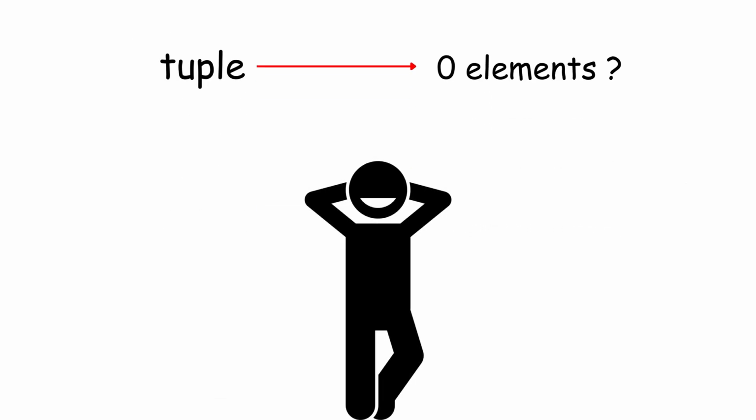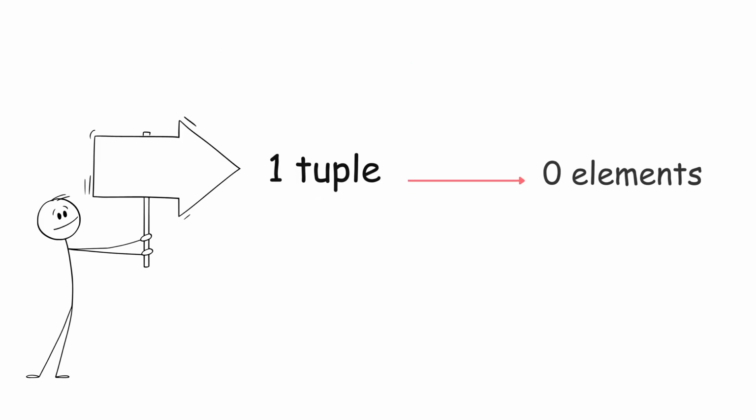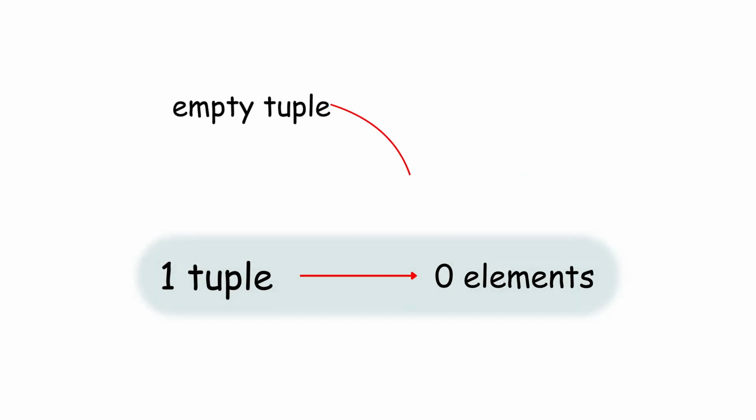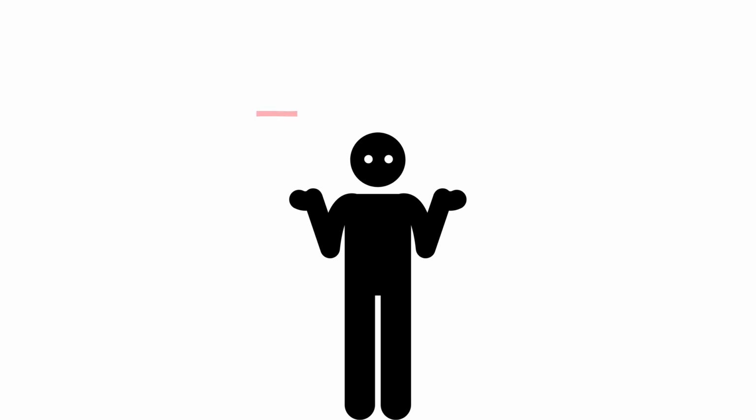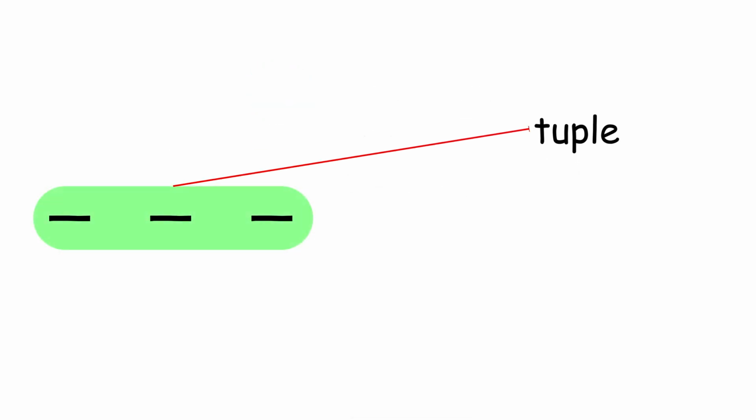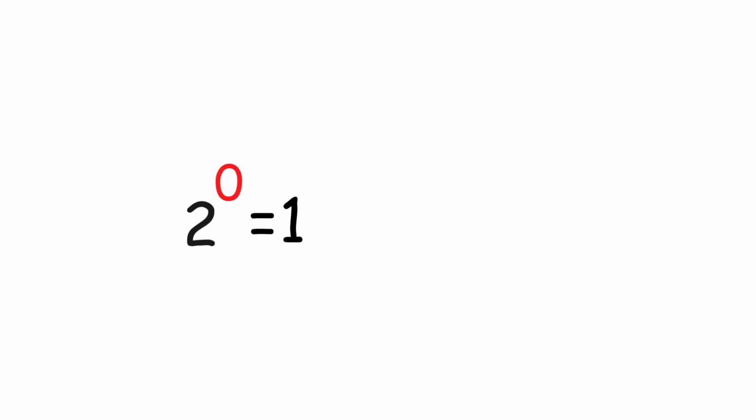Next, what if we try to form tuples that have 0 elements? This is also pretty easy to figure out. There's only one tuple with 0 elements and it's called the empty tuple. No matter how many elements we're allowed to choose from the starting set, it makes no difference, since we can't put any of them in the tuple. In terms of the formula, this tells us that any number to the power of 0 is equal to 1. 1 to the 0th power, 2 to the 0th power, 3 to the 0th power, and so on.